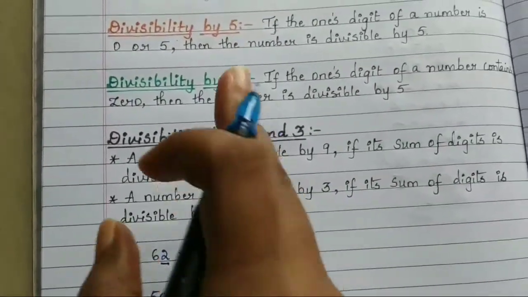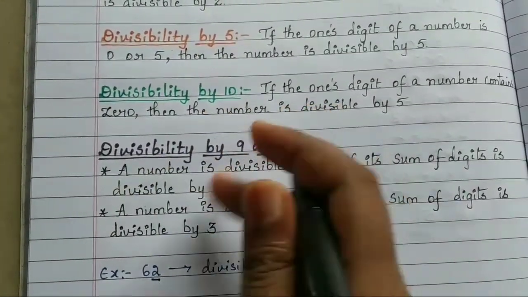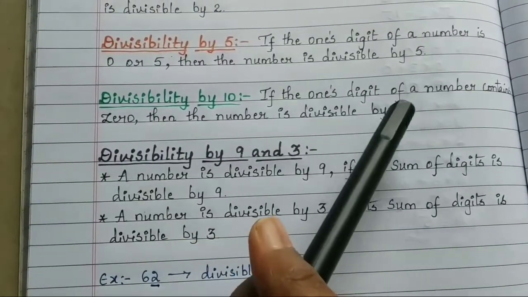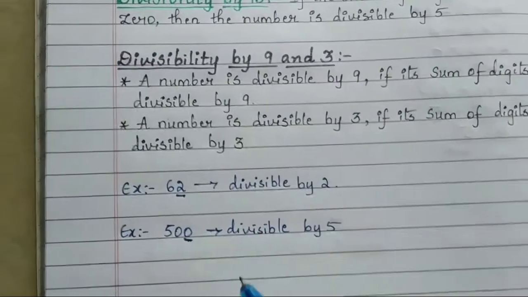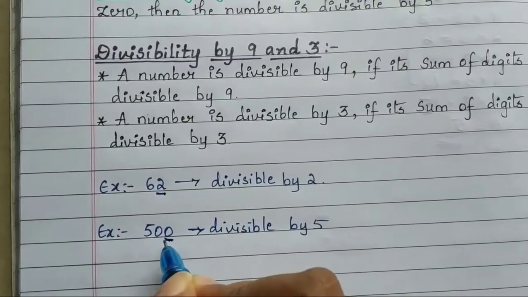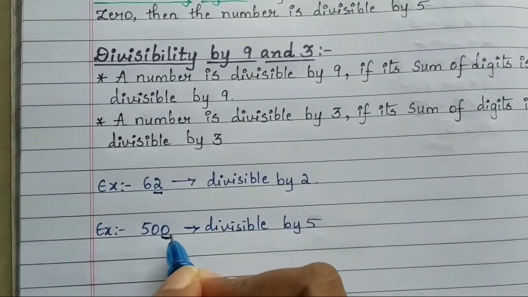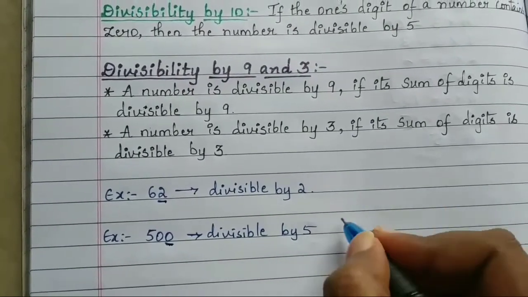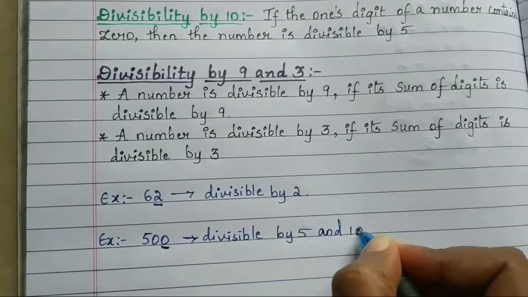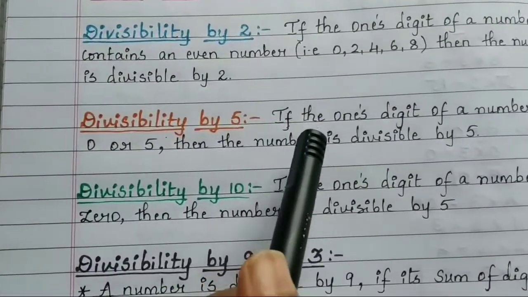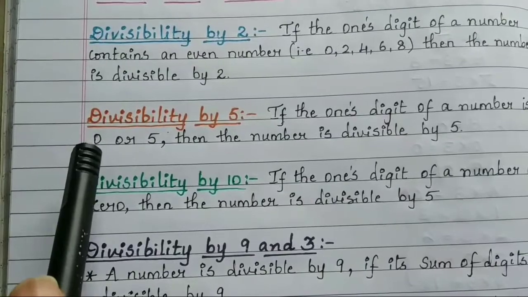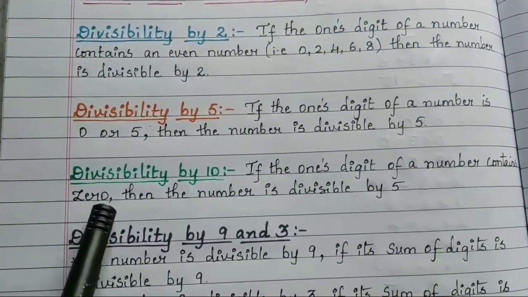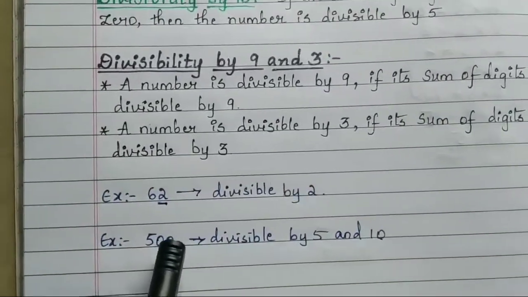Next, coming on to divisibility by 10. If the ones digit of a number contains 0, then the number is divisible by 10. Similarly, we will take the example of 500 only. As you can see, the last number is 0. It means it is divisible by both 5 and 10. Okay, it is divisible by 5 because it contains 0 at the last, and it is divisible by 10 again because of the 0 in the unit place.